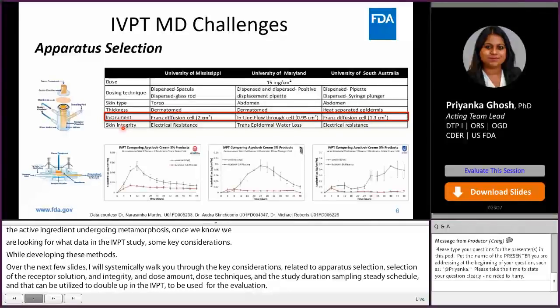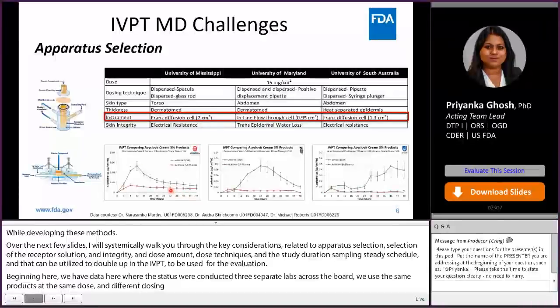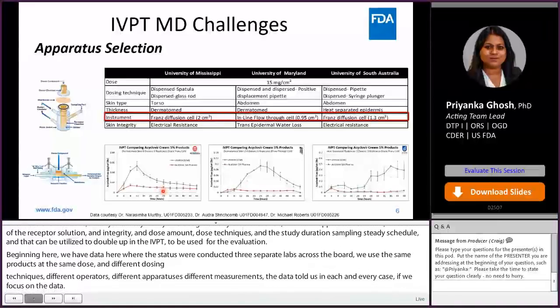And what the data told us in each and every case is, if we focus on the data, as long as we compared the test and the reference product, in this case, the Zovirax UX and the acyclovir 1A, using a very consistent methodology and a well-developed IVPT method, we were able to get very reliable and consistent results about the rate and extent of bioavailability of these drug products within each of these studies.